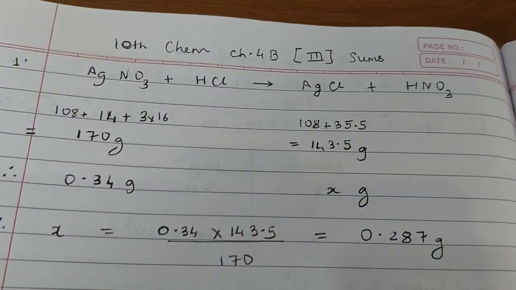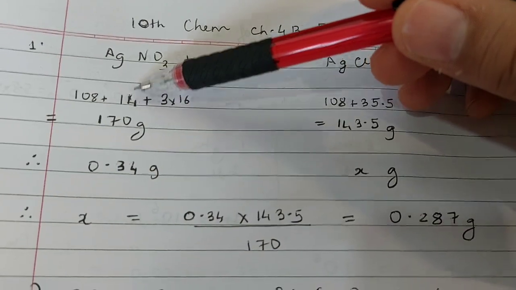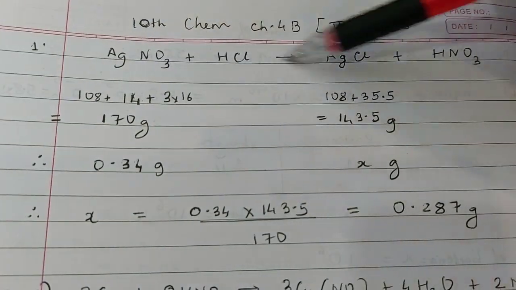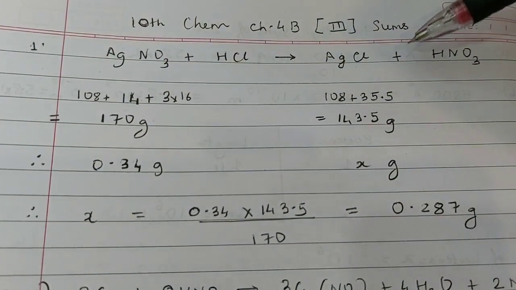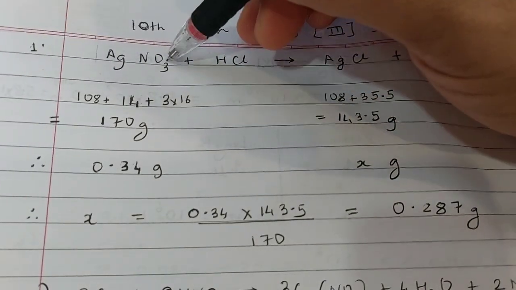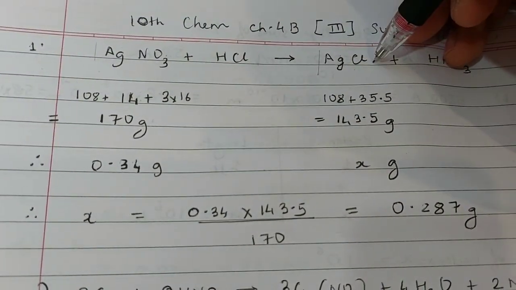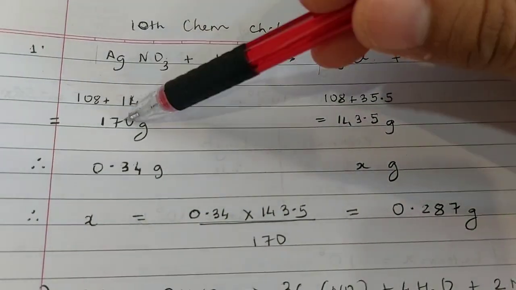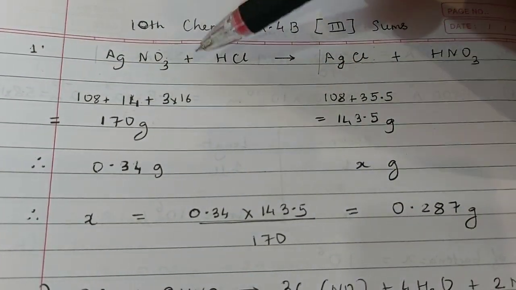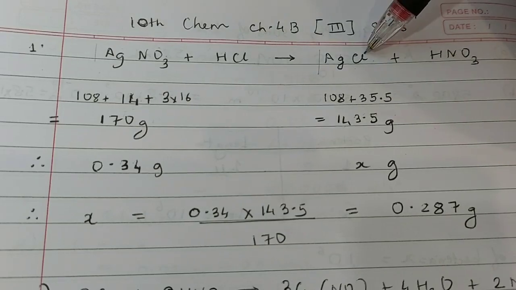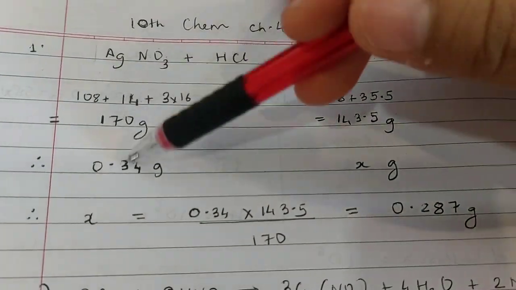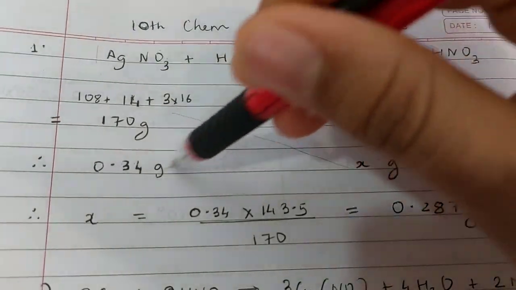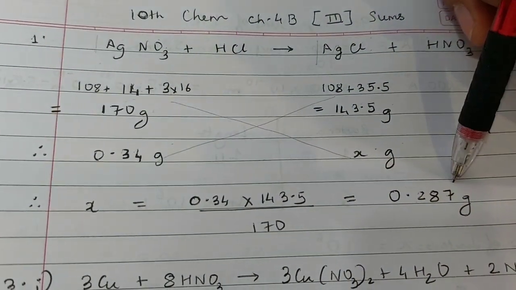Always start with the molecular weights. So here we'll find the molecular weight, the atomic weights are given. Silver 108, nitrogen, oxygen, it comes out to be 170 gram. Also make sure the equation is balanced, because that will tell us the number of moles. Interestingly, 1 mole of AgNO3 produces 1 mole of AgCl. So no hassles there. Find the molecular weight of AgCl as well. So what this means is, when you react 170 gram of silver nitrate with HCl, it gives you 143.5 gram of AgCl. And they are asking, 0.34 gram of AgNO3 will give how much AgCl? So unitary method, cross multiplication, get the value of x, and that's the final answer.